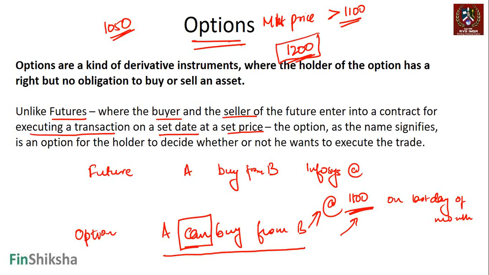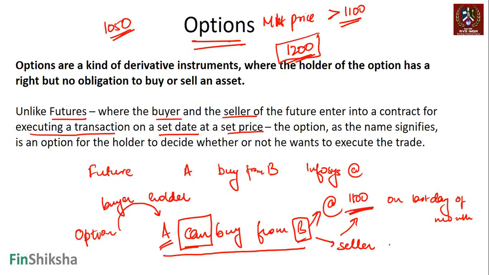Now in this particular case, the option is with A. So A is the holder or the buyer of the option. B does not have an option. B is the seller of the option. So B has to honor the commitment if A decides to execute this option, right? So obviously A has a huge power because at the end of the month A will know what the price of Infosys would be, and then A would choose to execute the contract.